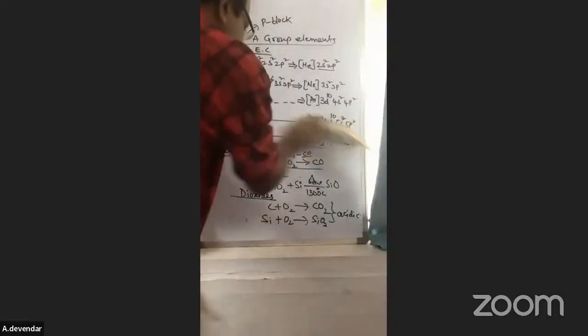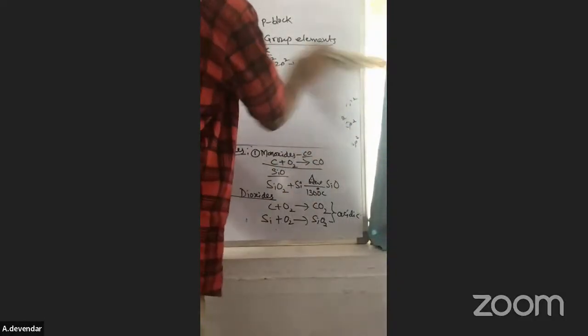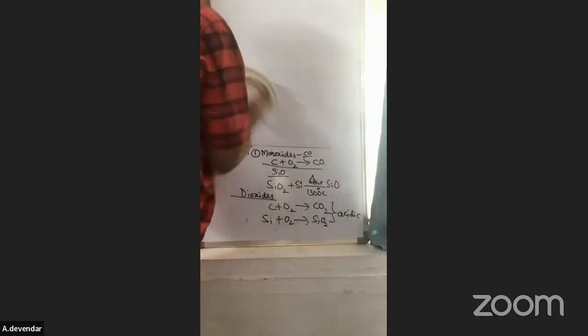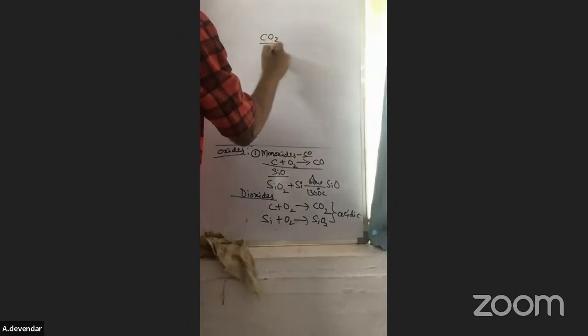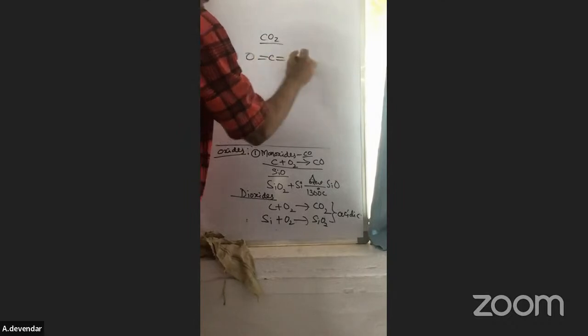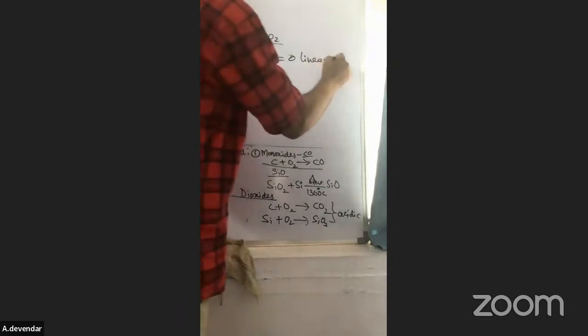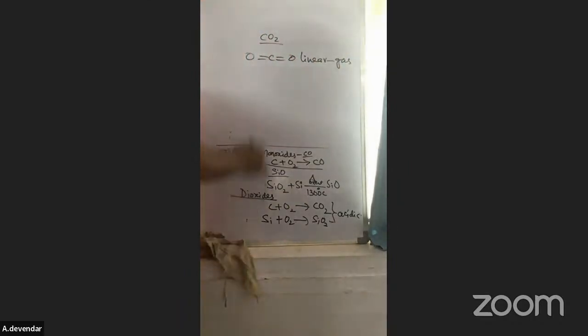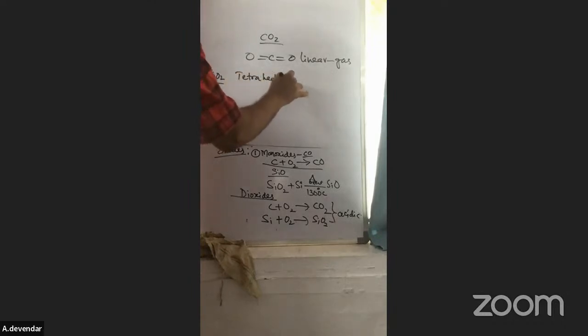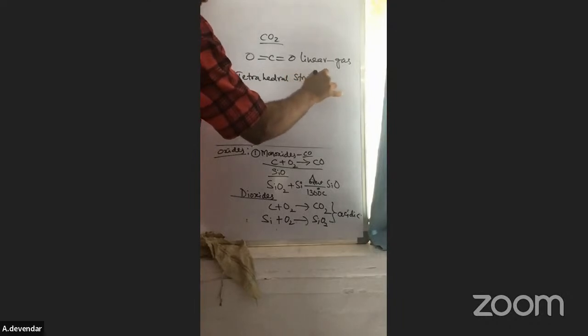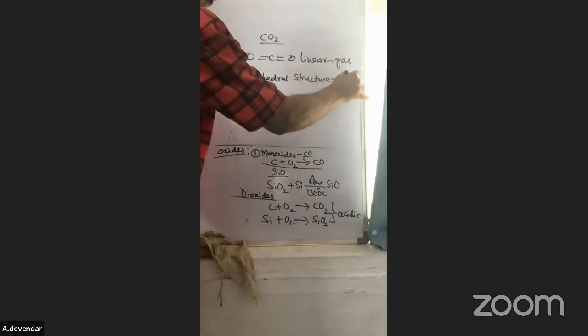Because carbon dioxide has a linear structure. I will show that one. It is a linear structure. The carbon dioxide we are using has a linear structure, with a bond angle of 180 degrees. So at room temperature it is a gas. But silicon dioxide is not a linear structure. Silicon dioxide has a tetrahedral structure. It is a tetrahedral structure only. Due to the tetrahedral structure, it is a solid.